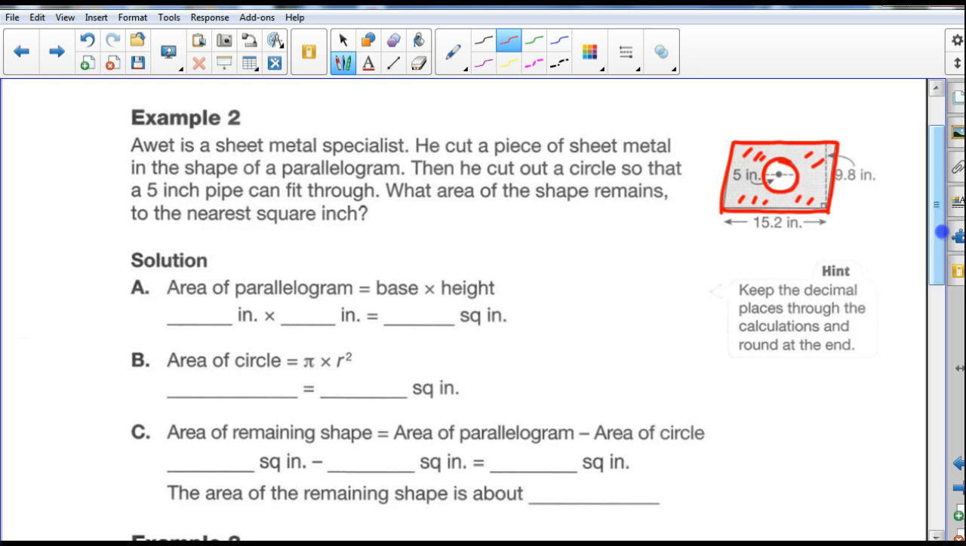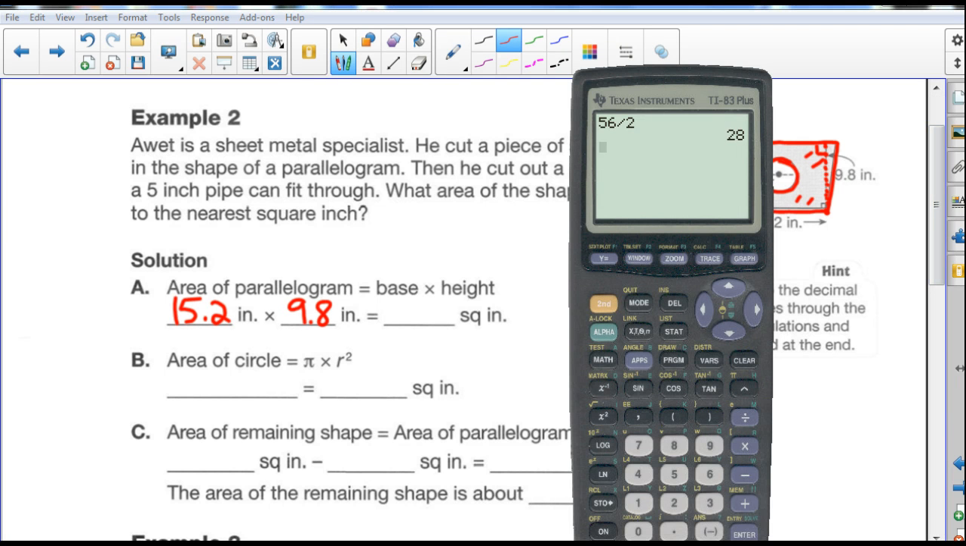Well, the area of the parallelogram is equal to the base times the height. We know the base is 15.2, and we know the height is 9.8. Again, it's from the vertex perpendicular to the base, forming a 90-degree angle. Okay, it's not the length of the side, it's the perpendicular height, 9.8. Okay, so we'll take our calculator.